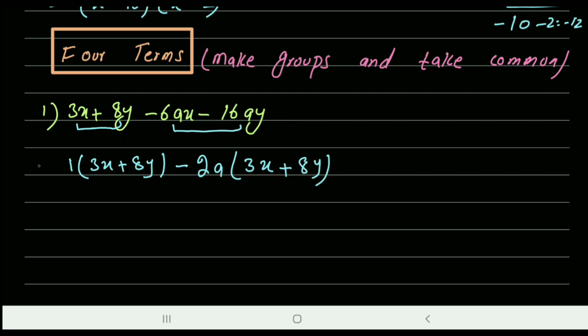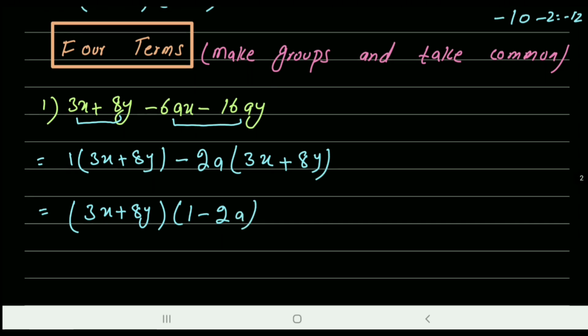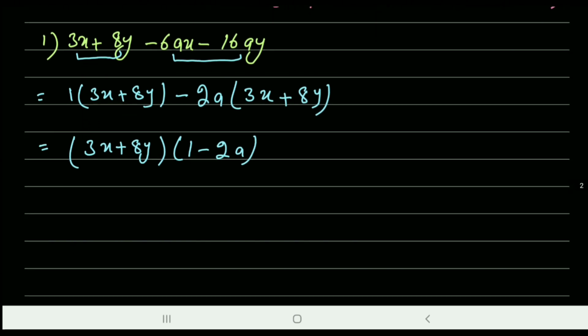So we can check here that both our brackets are exactly the same with sign: 3x plus 8y. If your signs are not matching in this step, or the factors are not the same, then you have to check your question again. There can be a mistake in your question. So 1 minus 2a will be combined and written in one bracket. This is the way you will solve 4 terms factorization questions.